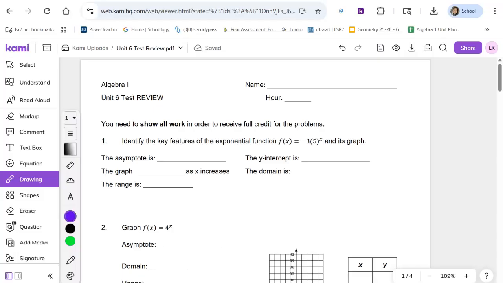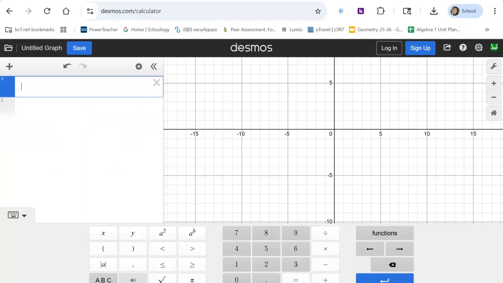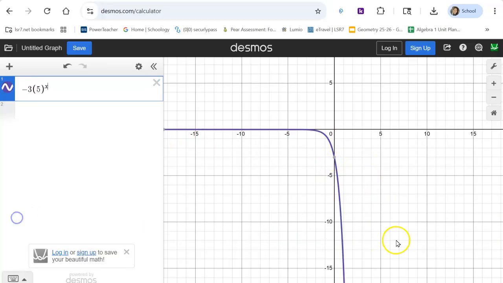for the problems. This says identify the key features of the exponential function f of x equals -3 times 5 to the x power, and its graph. There's a couple different ways you can do this. We could first just graph it, and then I don't have to put f of x, I can just put -3 times 5 to the x power, and it will give you all your features that you need.